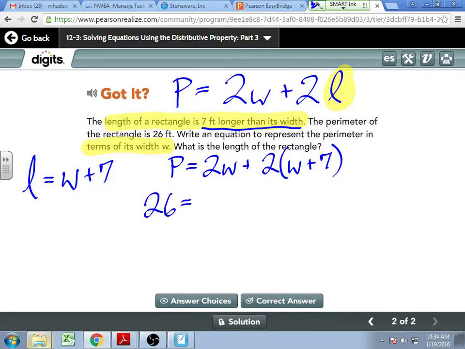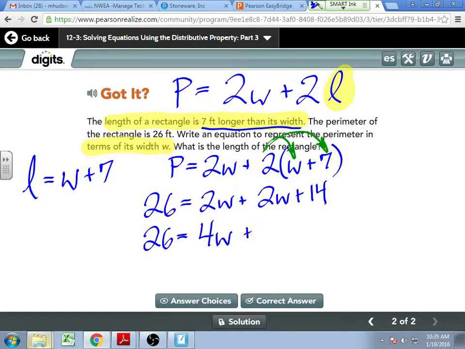Now I can distribute to make my life easier. This will be 2W plus 14, once I do 2 times the W, 2 times the 7. I can combine my W's. Guys, I have not started solving. All I have been doing is simplifying. Now I'll be ready to start solving.